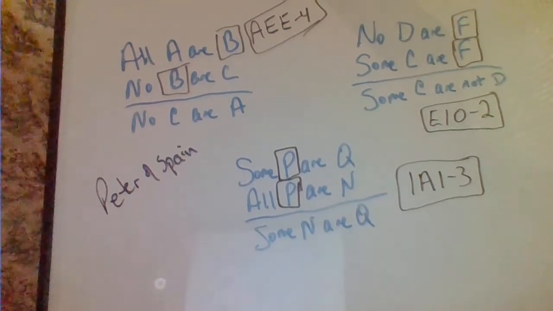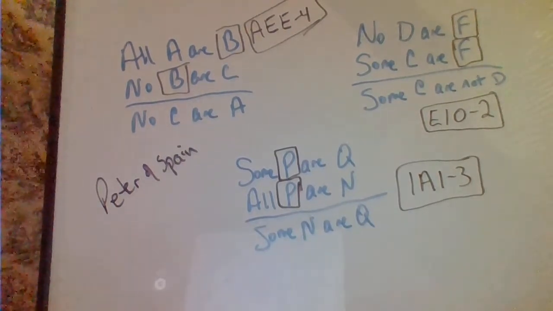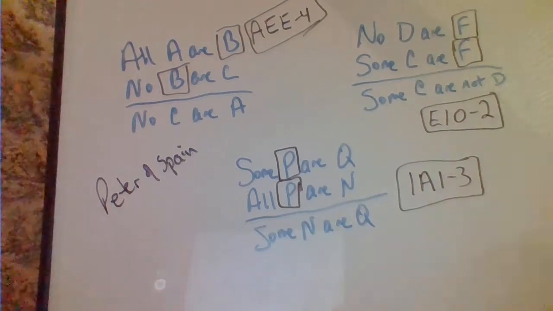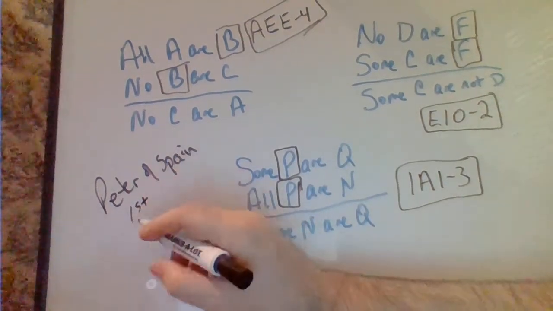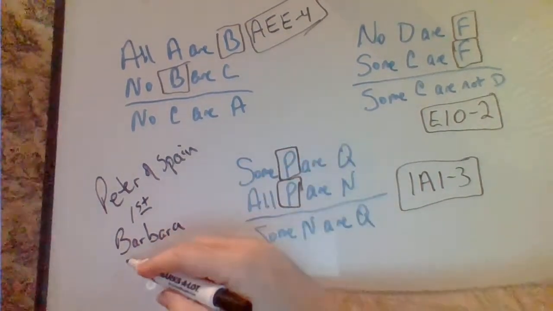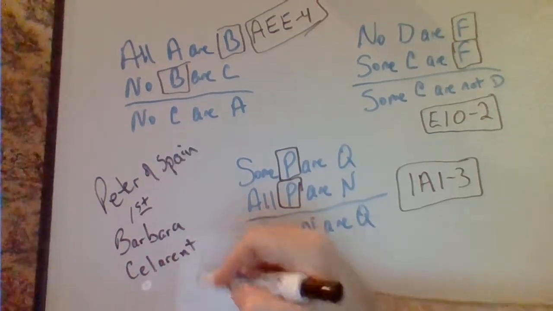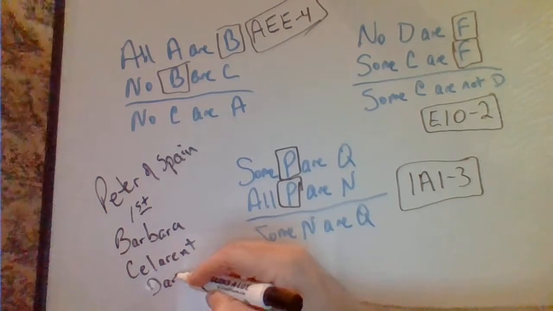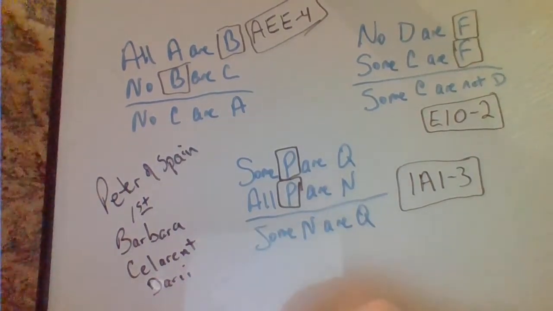Essentially, when you look at the list, you'll see again that there are four different columns representing the four figures, first, second, third, and fourth figure. And under each, there's either three or four words or names. In each of those names, there are three and only three vowels. And none of those vowels are U, which means they're all A, E, I, and O. And so, if you take first figure, for example, you'll see there's Barbara, there's Celarent, there's Darii, and there is Ferio.